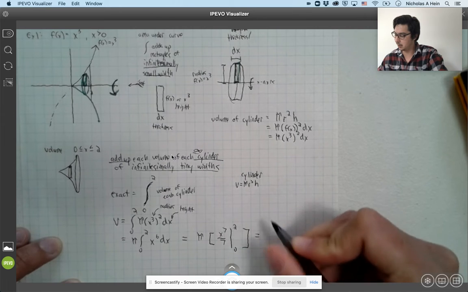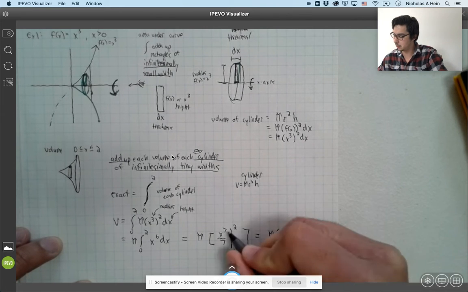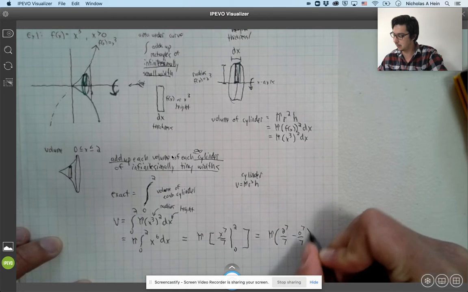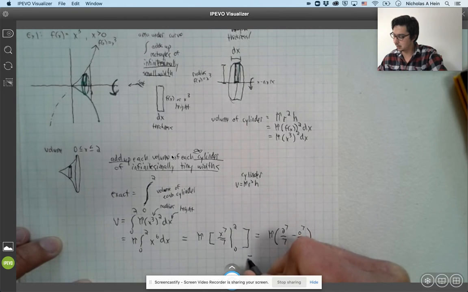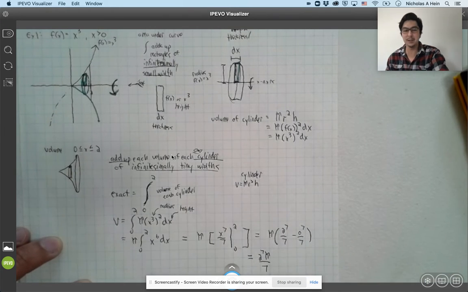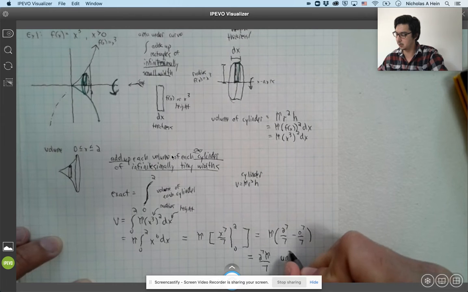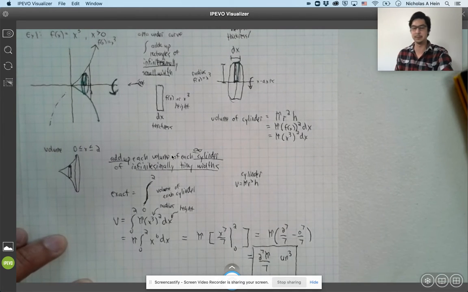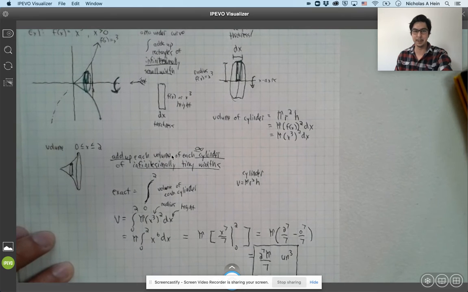And then what we end up getting here is pi times 2 to the 7th over 7 minus 0 to the 7th over 7, which, if I don't even simplify this, you're going to get 2 to the 7th pi over 7. And it is volume, so it's going to be units cubed. And there is the exact volume of that space. Okay. And that's the idea.